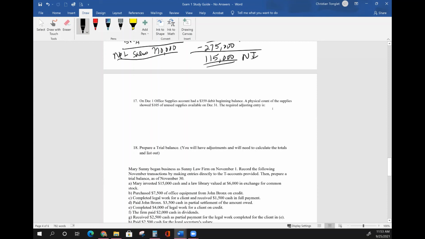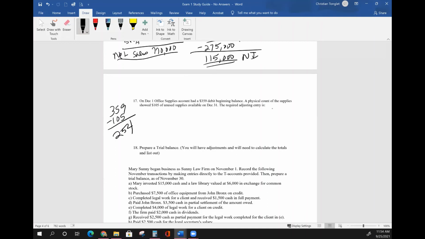So going into December, we had supplies on the shelf of $359. And it's giving me what's left on the shelf. It's telling me unused. So I know when I did a count of my supplies, I have about $105 left sitting on the shelf. So in order for me to figure out what was used, I just take the difference. Okay, and that's what I use.